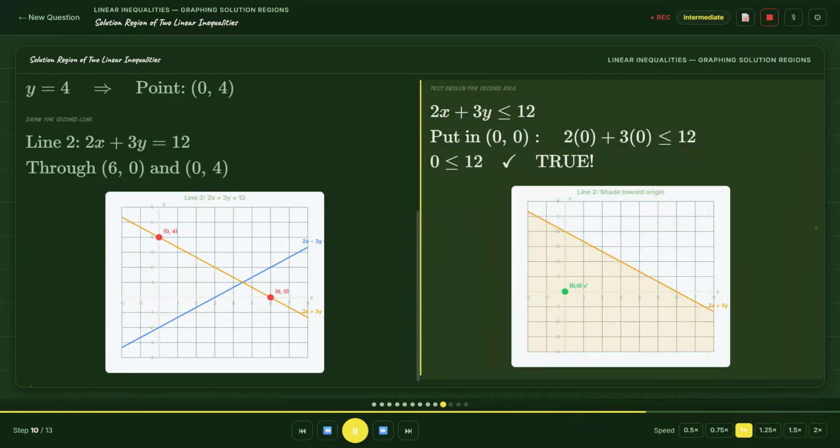Let's test the origin again for the second rule. We get 0, and 0 is less than 12. That's true. So again, the happy side is toward the origin.